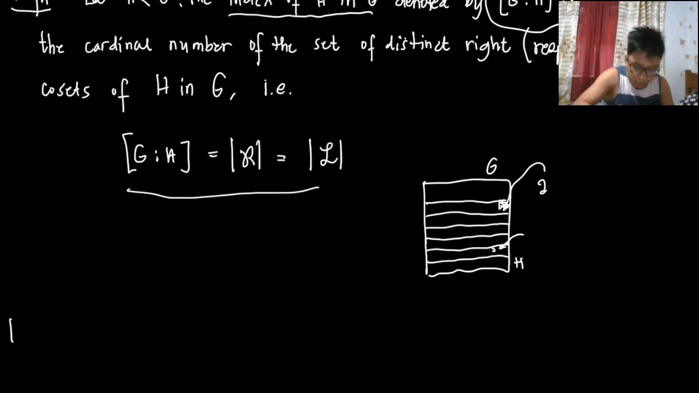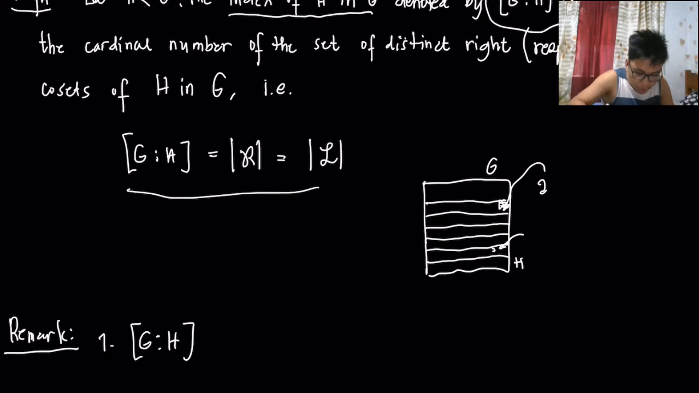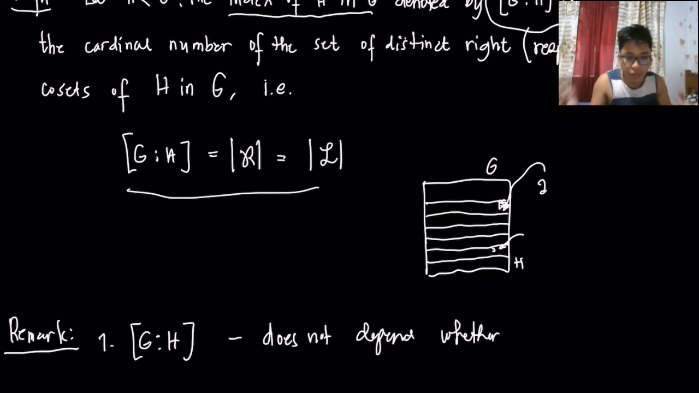By that, we will consider remarks from the given definition. Number one, this index of H in G does not depend on whether the right or left cosets are used.